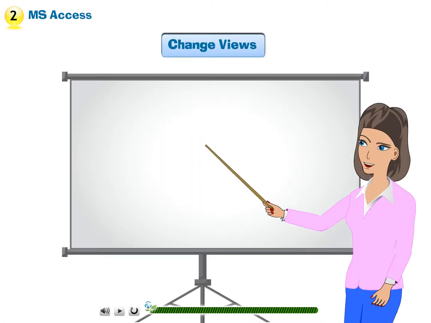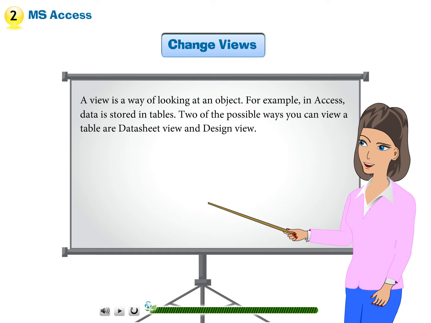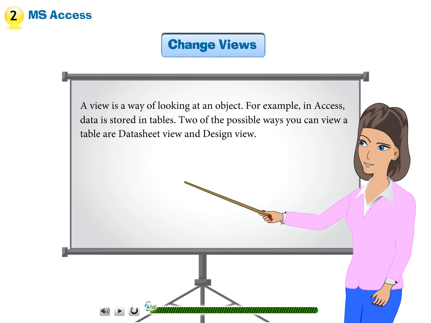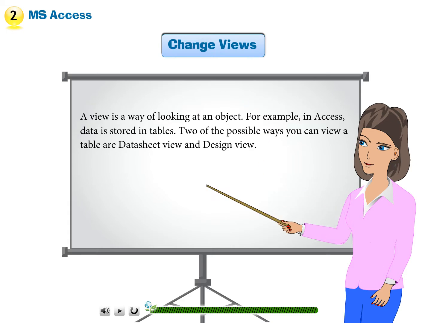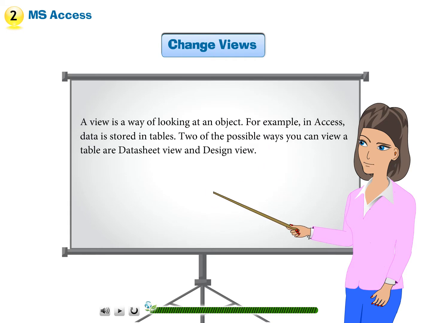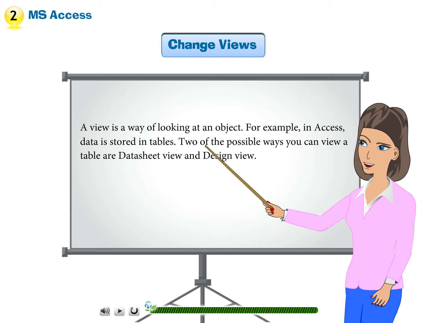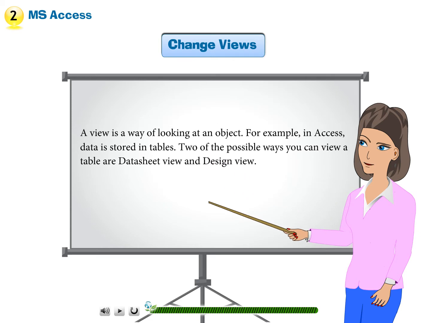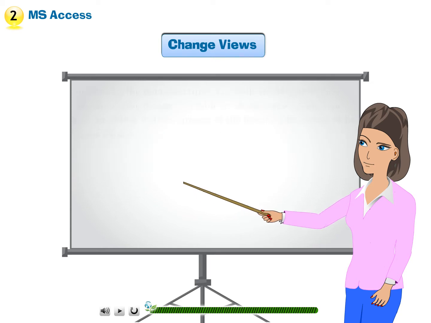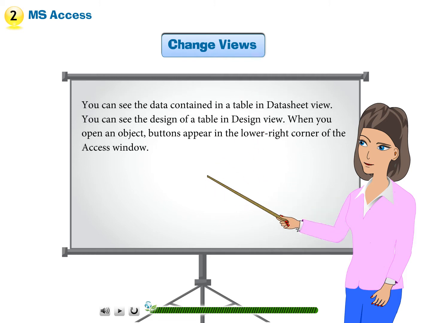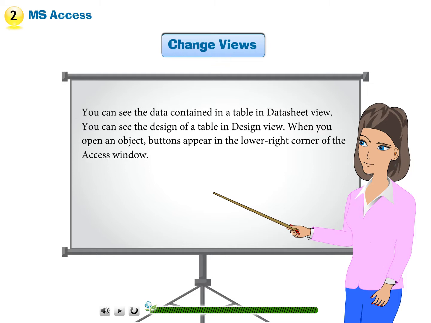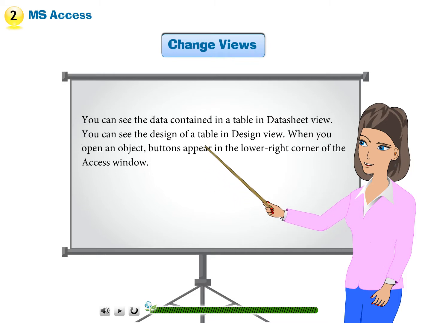Change views. A view is a way of looking at an object. For example, in Access, data is stored in tables. Two of the possible ways you can view a table are Datasheet View and Design View. You can see the data contained in a table in Datasheet View. You can see the design of a table in Design View.